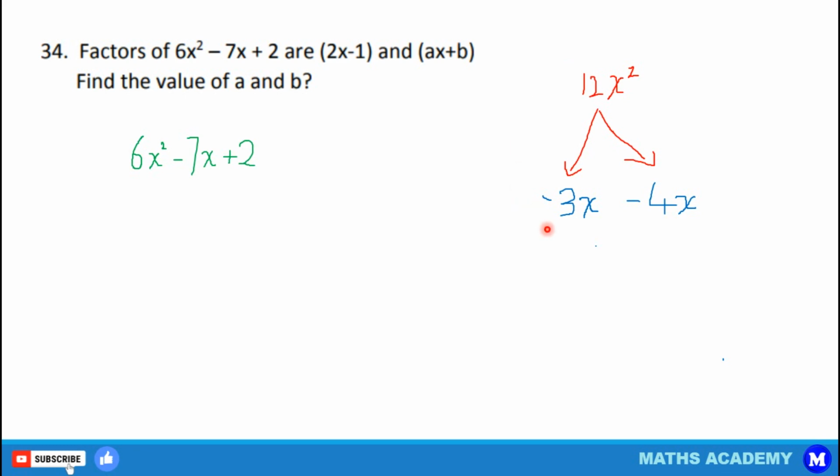So I have taken minus 3 into minus 4. Minus into minus is plus, 3 into 4 is 12. So 12x squared, x into x is x squared. And minus 3x plus minus 4x gives you minus 7x. So now we can write 6x squared, and instead of minus 7x, we can take minus 3x and minus 4x, and then we can put plus 2. By that we can factorize and get the final answer, and then from that we can find what's a and what's b.